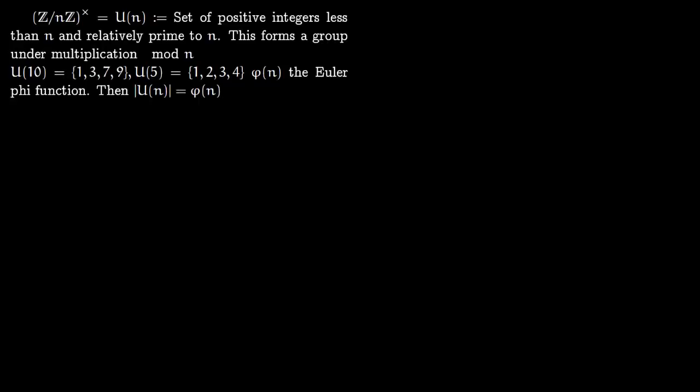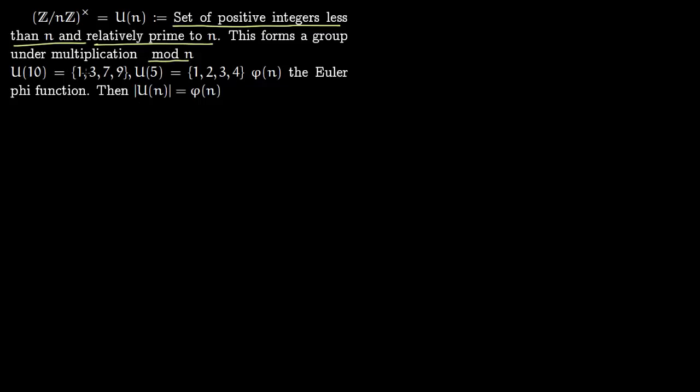We now want to discuss some examples of Galois groups of cyclotomic polynomials. So let us first fix notation. Let us call U(n) the set of positive integers less than n and relatively prime to n. This is also denoted Z over nZ with a star sign, which denotes basically positive integers less than n and relatively prime to n. This U(n) forms a group under multiplication modulo n.